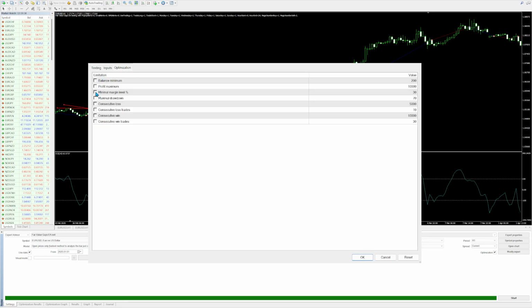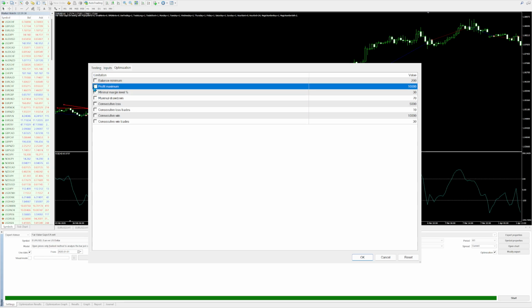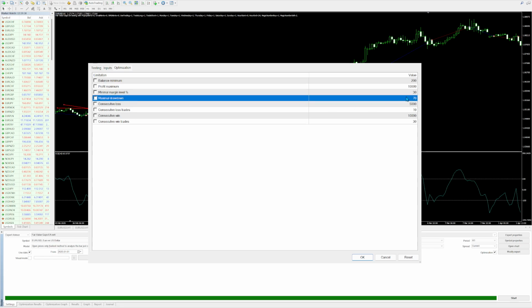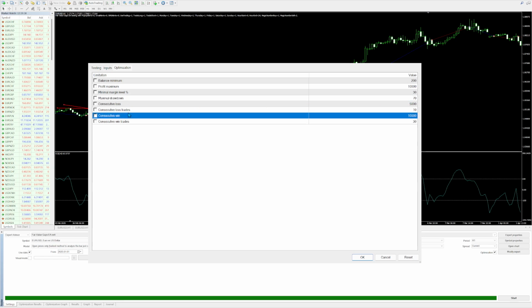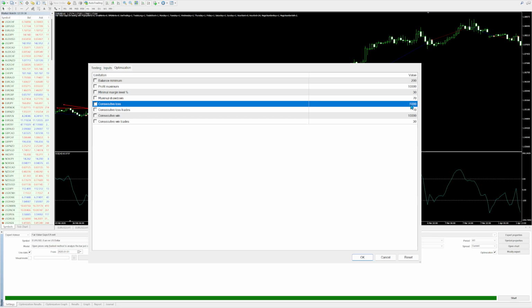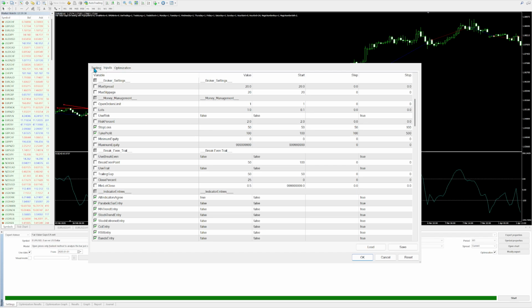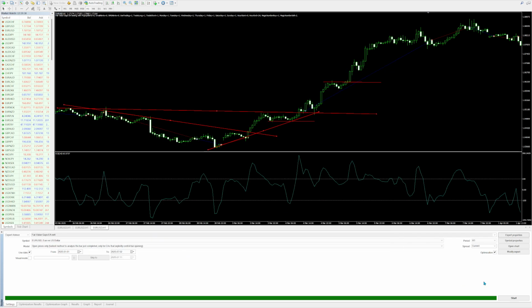And under the optimization tab, you can check anything and then change the values if you want specific things, like you only want results that have a maximal drawdown of 70 or whatever value you put in there, or no more than a certain number of consecutive losses. But I just leave those unchecked because I want to see all the results. Then you click start optimization. Open prices only, as I said, tends to be a lot quicker.